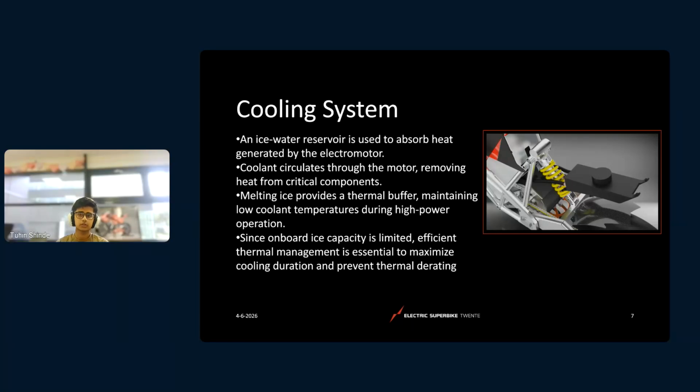The coolant circulates through the motor channels, removing heat away from these critical components and takes it back to the cooling tank, where heat transfer occurs between this heated water and the ice in the cooling tank via a copper pipe. Melting ice provides a thermal buffer, maintaining low coolant temperatures during high power operations. But since onboard ice capacity is limited, efficient thermal management is essential to maximize cooling duration and prevent thermal derating.